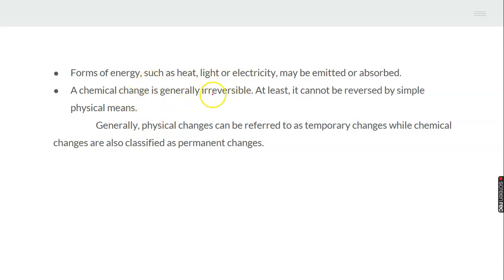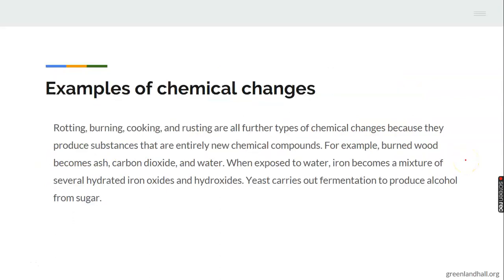Okay, a chemical change is generally irreversible. When you say something is irreversible, that means you can't take it back to the initial state. The change is permanent and you can't do anything to it again. At least it cannot be reversed by simple means. Generally, physical changes can be referred to as temporary change, while chemical changes are classified as permanent changes.